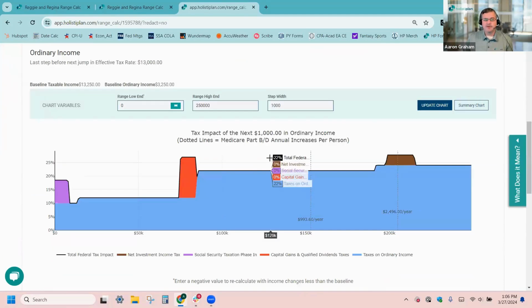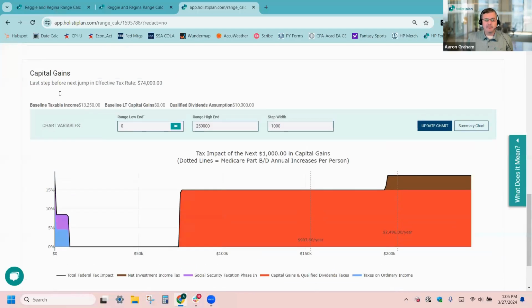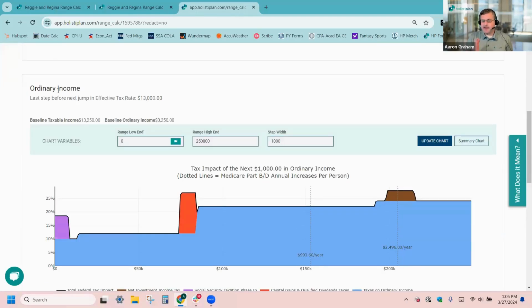So when we come into Reggie and Regina's Range Calc, it is a tool that shows you the effects of adding additional income, be it ordinary income, which is this graph up top. We also have a graph at the bottom, capital gains. So naturally the chart up top is going to show you the effects of adding additional ordinary income, and the graph at the bottom is going to show you the effects of adding additional capital gains or long-term capital gains, qualified income of some kind.